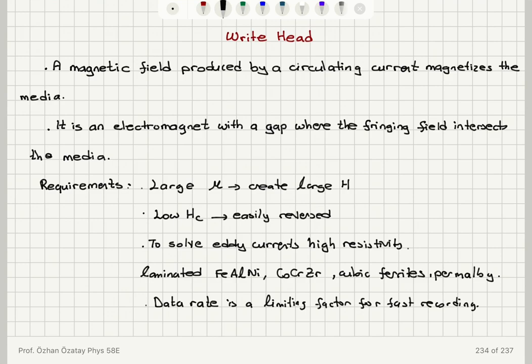It has to have a large permeability to create large magnetic fields. It has to have a low coercivity so that it can be easily reversed. The one issue we can have in these write heads is the eddy currents, and that is basically solved by using high resistivity media like laminated iron, aluminum, nickel, cobalt, chromium, zirconium, cubic ferrites, and permalloy. And data rate is a limiting factor for fast recording.